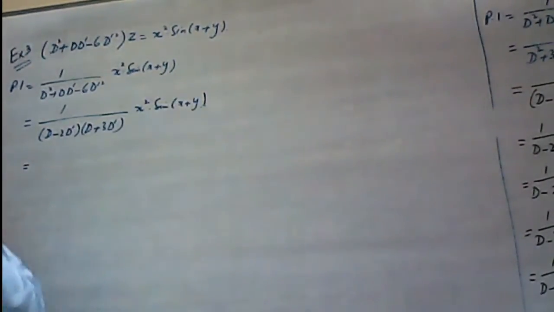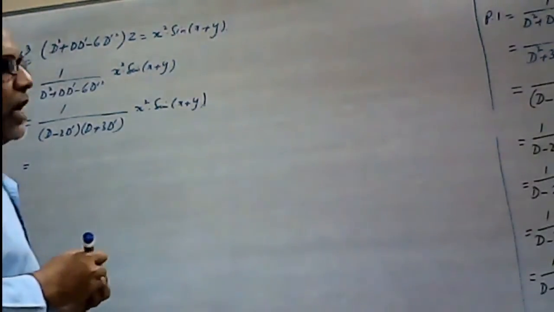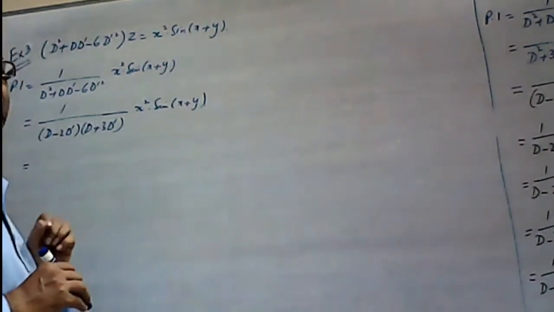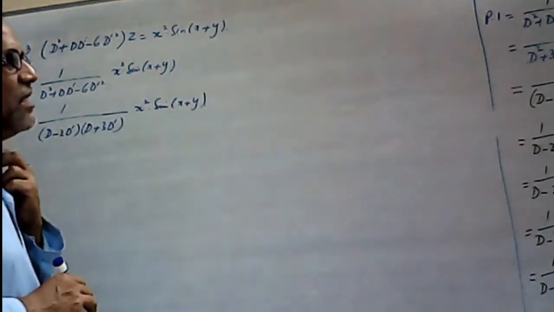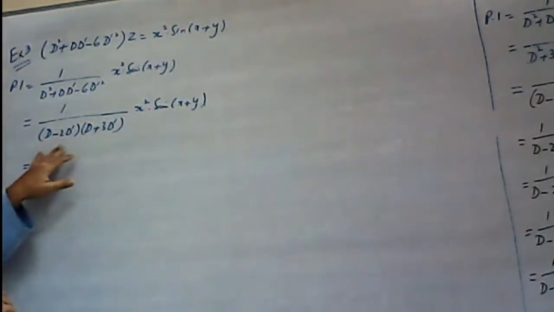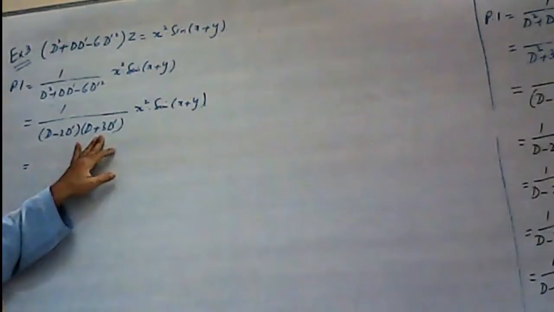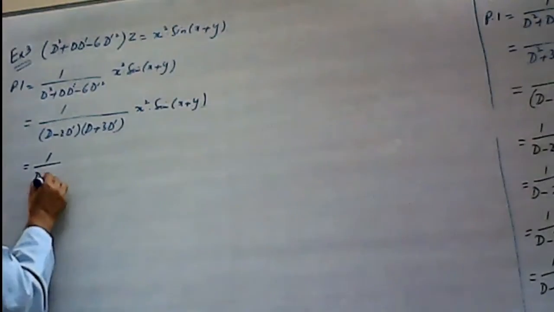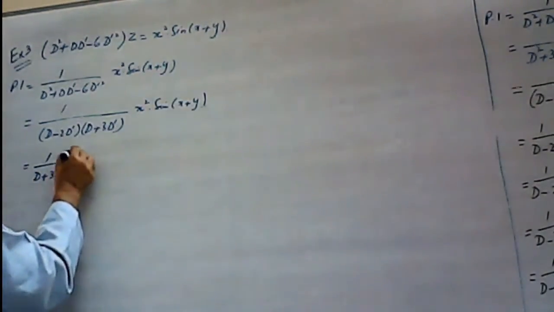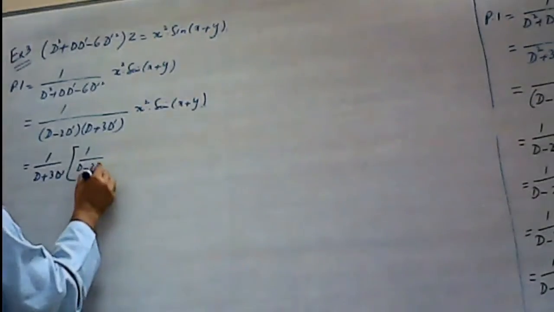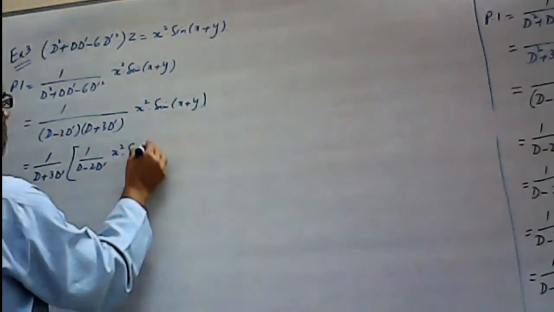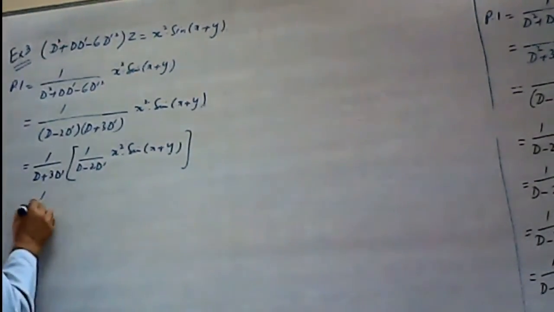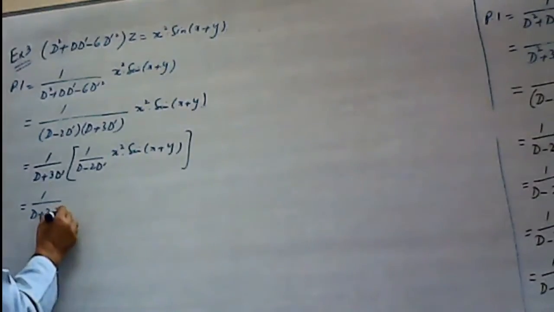Then we apply one by one term. You can apply any term first. It doesn't matter which term you apply first. You can apply this term first and this term second. So there will be no difference in it. So let me apply this term first. So 1 upon (D plus 3D dash), and then 1 upon (D minus 2D dash) applying on this term.